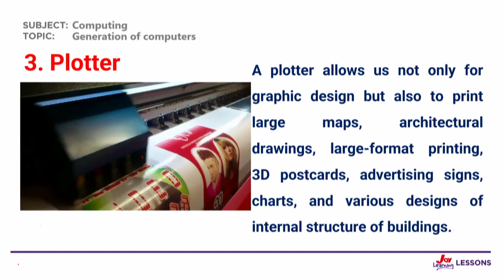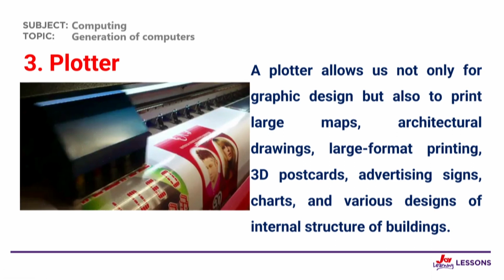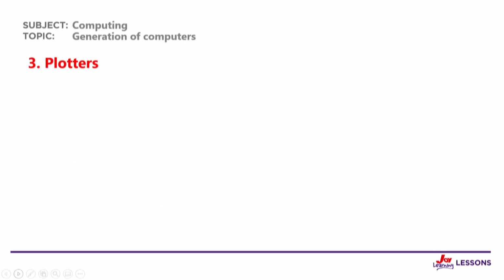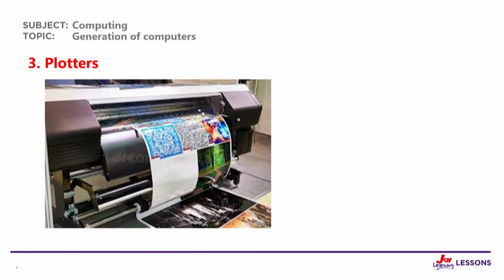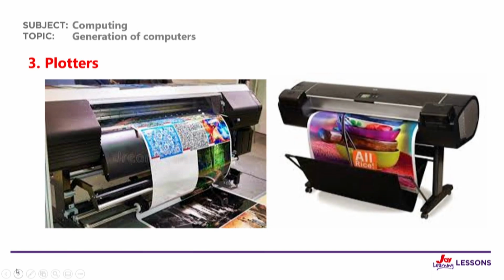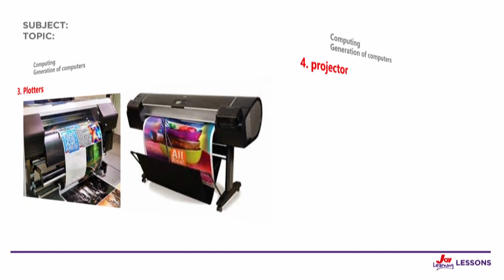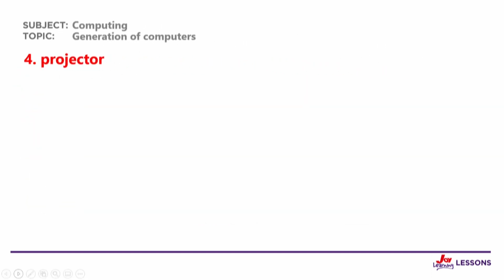So when we are in town, we see some giant billboards, and we also see posters and banners. So all such images, we use plotter to print them, all the big billboards. So there is the work of the plotter. Now, let's see some images of other plotters. So this is another plotter, another example of a plotter. Then this is also a plotter. Okay, right. So let's move on to our next output device, which is projector.